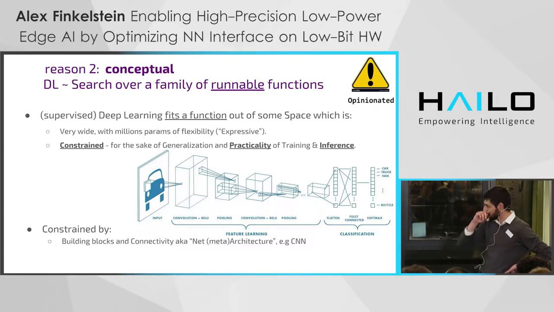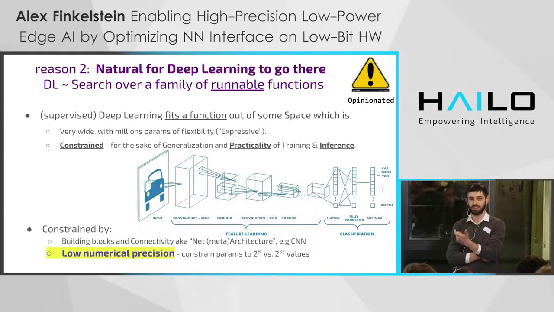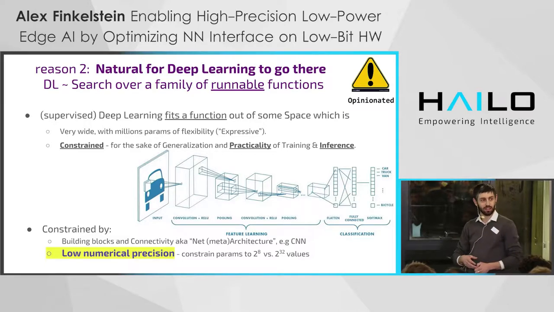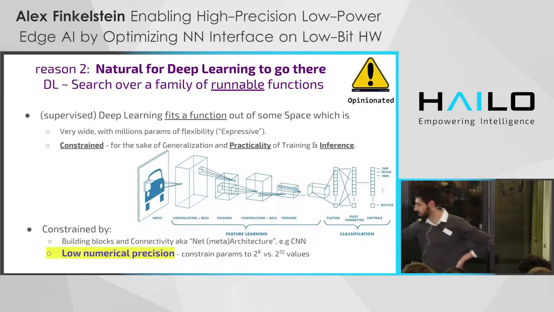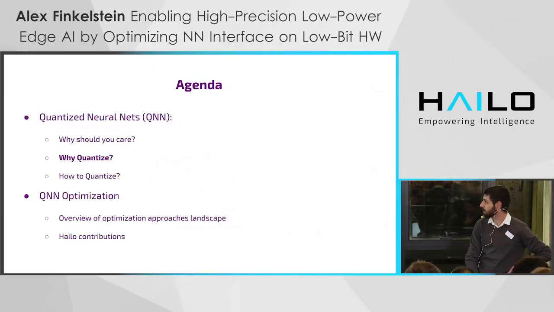And when you look at it like this, you see that going to low numerical precision is just another step, another constraint added to the family, reducing the family of functions that we are searching over to a subset. Each of the parameters, we look for the best value inside a smaller space of 2 to the power of 8 instead of 2 to the power of 32. Okay, so just a little bit of hand waving.